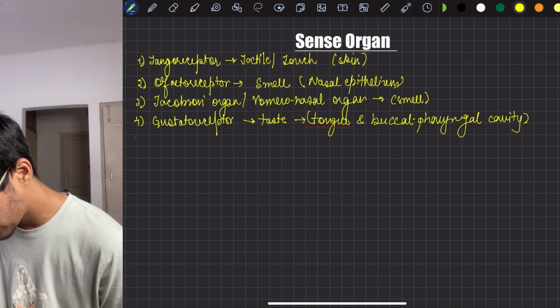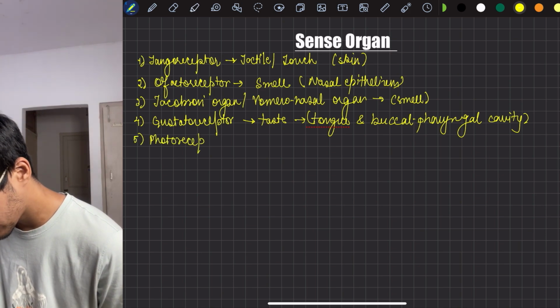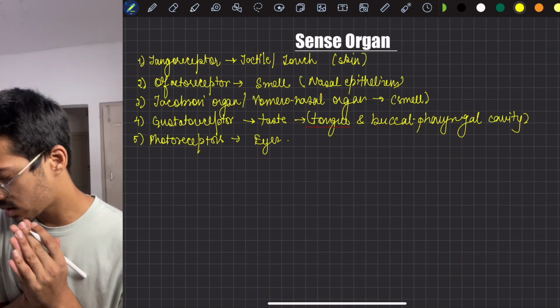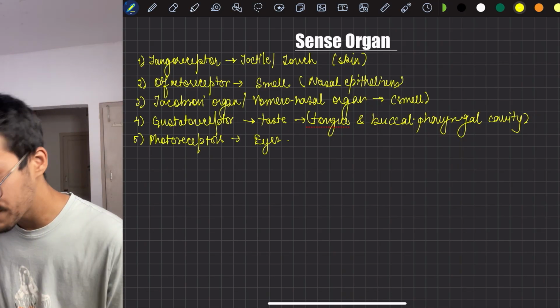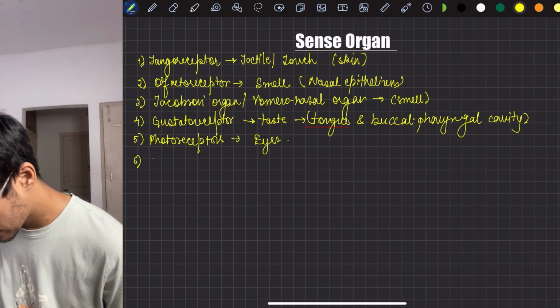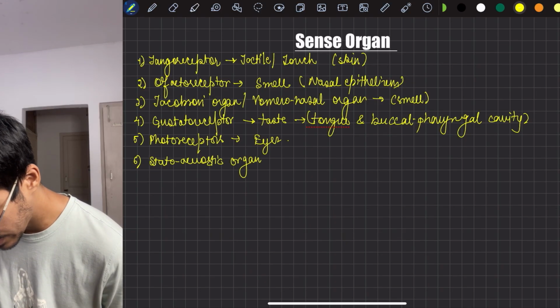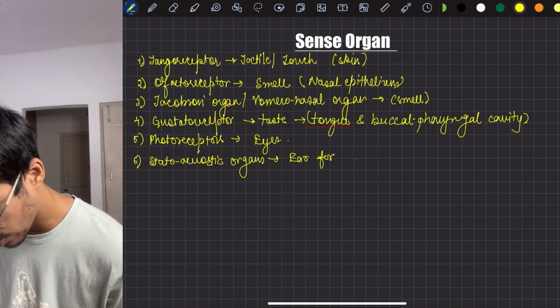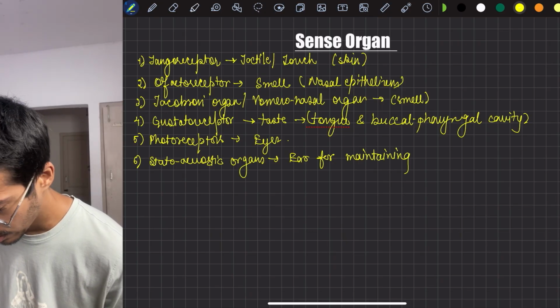Moving on to the next one, the photoreceptors, which are through the eyes. Protruding eyes are present which do that. And one more is for balancing, the statoacoustic organ, which is present in the ear for maintaining balance.